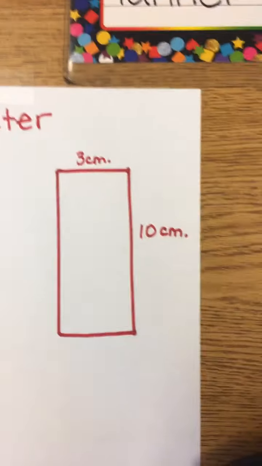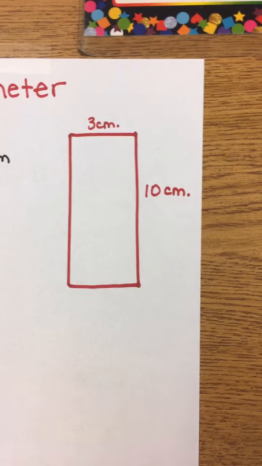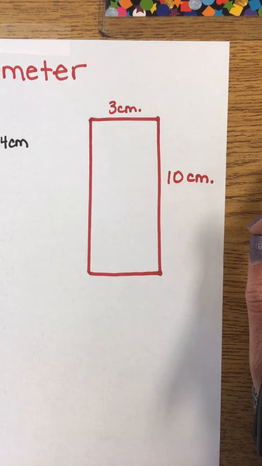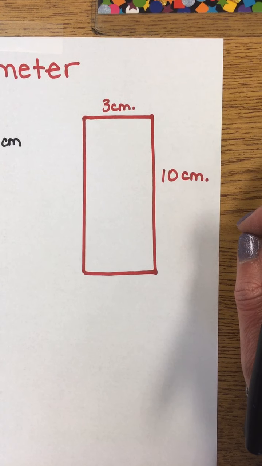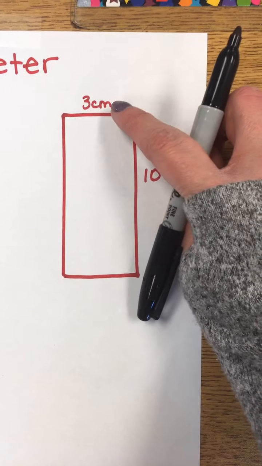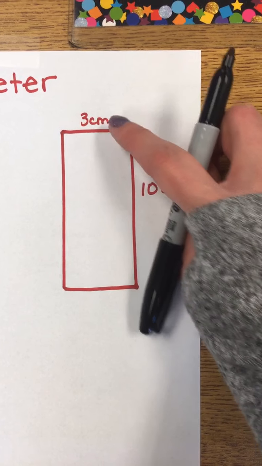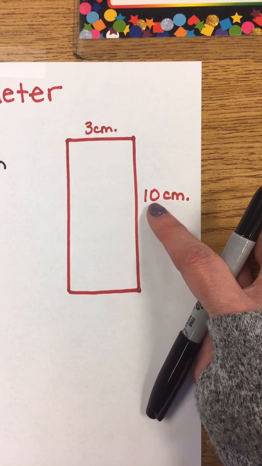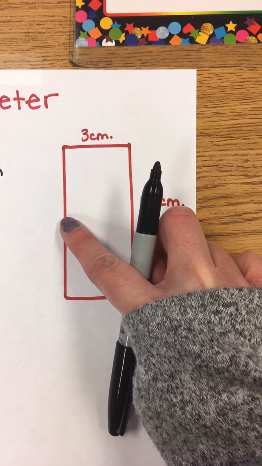All right, go ahead and do this one. I'm just going to give you a second to think about it. How would you find the perimeter of this shape? Think about what you know about a rectangle. About this side, and this side, and this side, and this side.